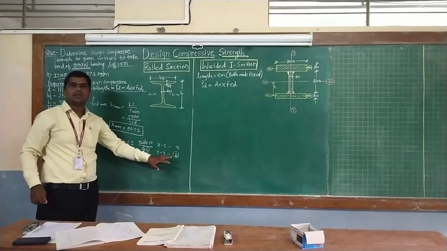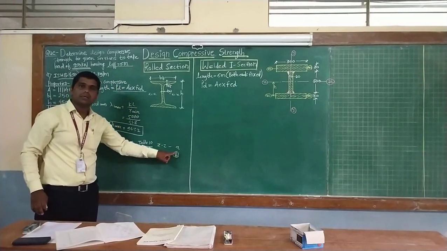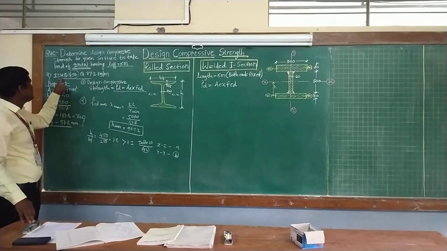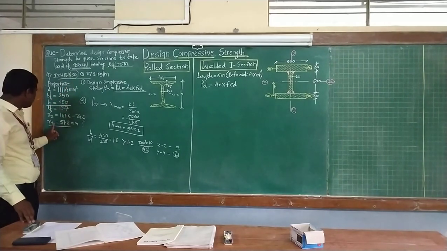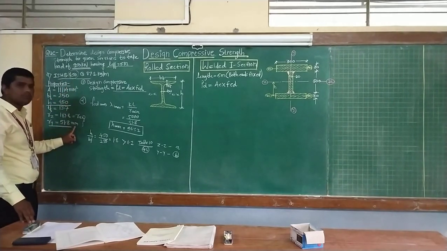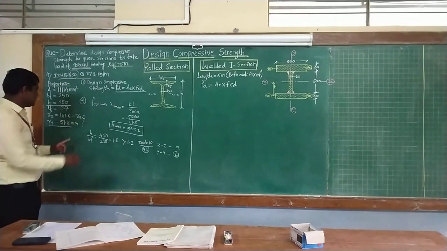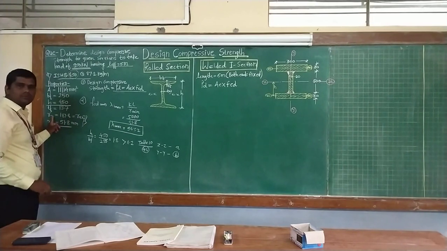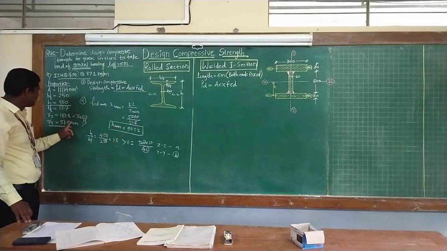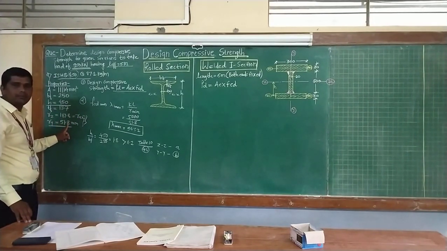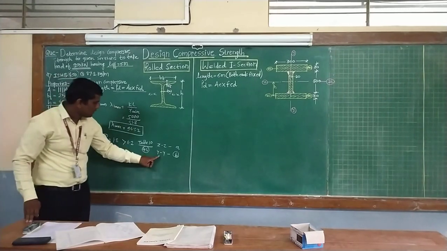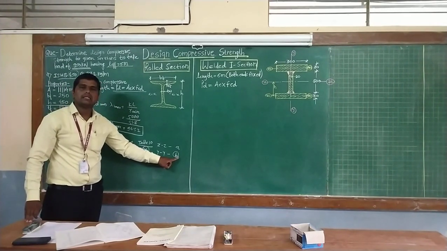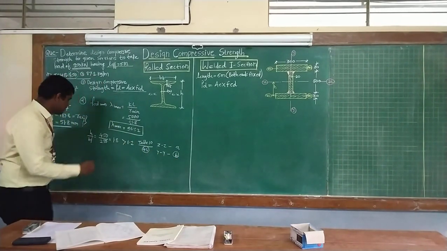So what is the reason why we select the B class? Because whatever the radius of gyration given in the properties of ISHB 450, the radius of gyration along the Y axis is the minimum, that is 51.8, in both radius of gyration Z axis and Y axis. Whichever axis is given the minimum, that we are going to choose. So radius of gyration along the Y axis is the minimum. For that, buckling class B we are going to select.